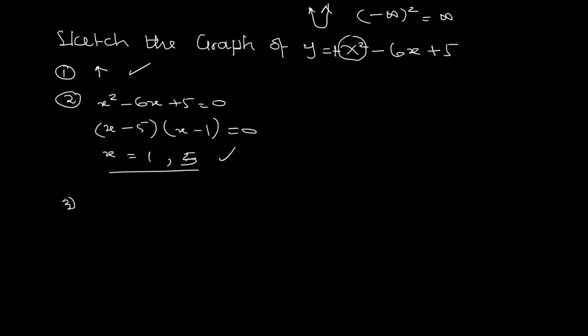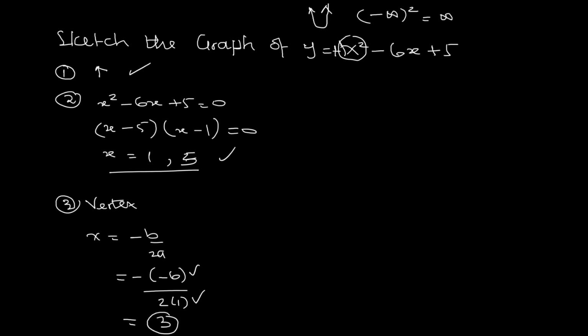Then we have the third aspect, it's to find the vertex. We said that at the vertex, x is equal to minus b over 2a. So what is minus b? Minus b is going to be minus negative 6 over 2a. A is 1. You can see that a is 1 here. So meaning that we're going to have 2 times 1, which is 2. The top part gives us positive 6. The bottom part gives us 2. Those 2 divided, we have 3.